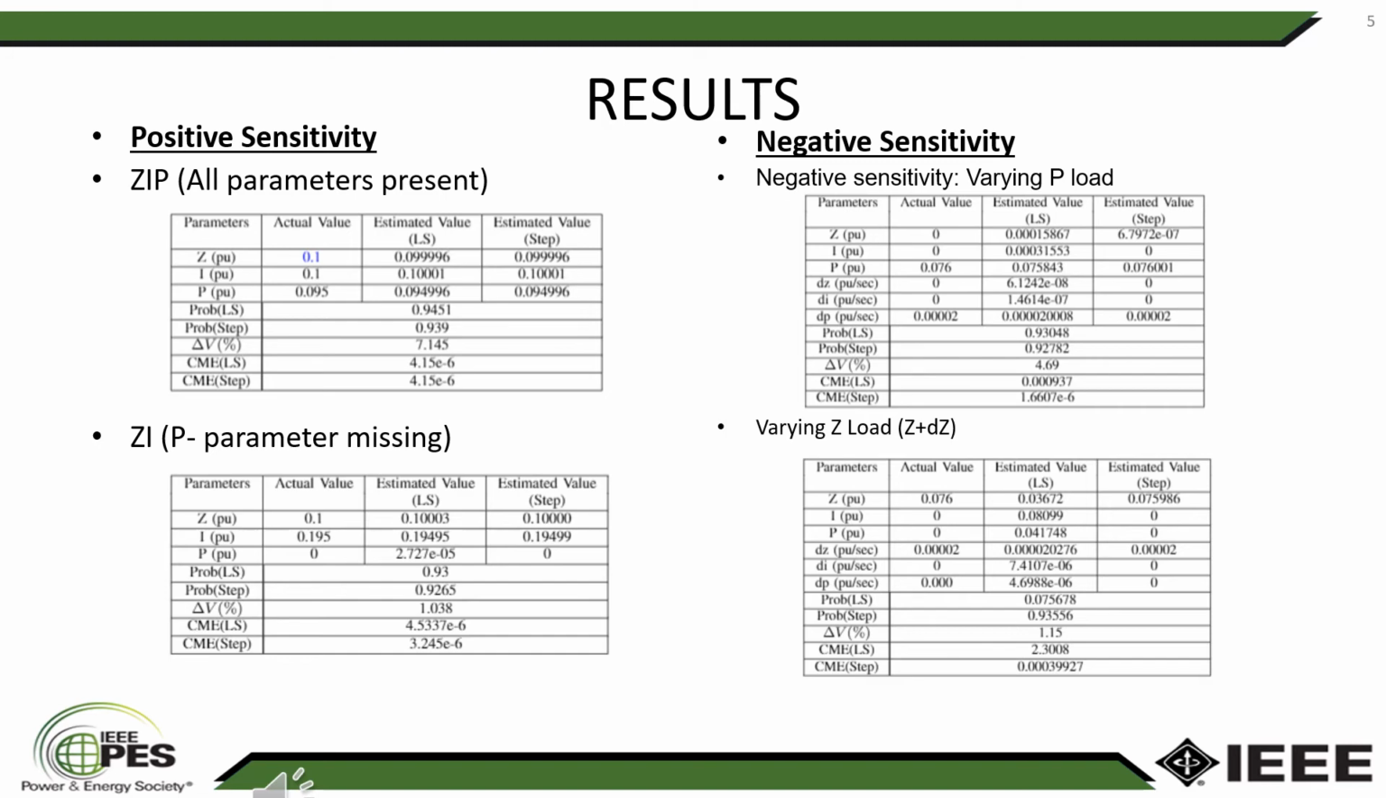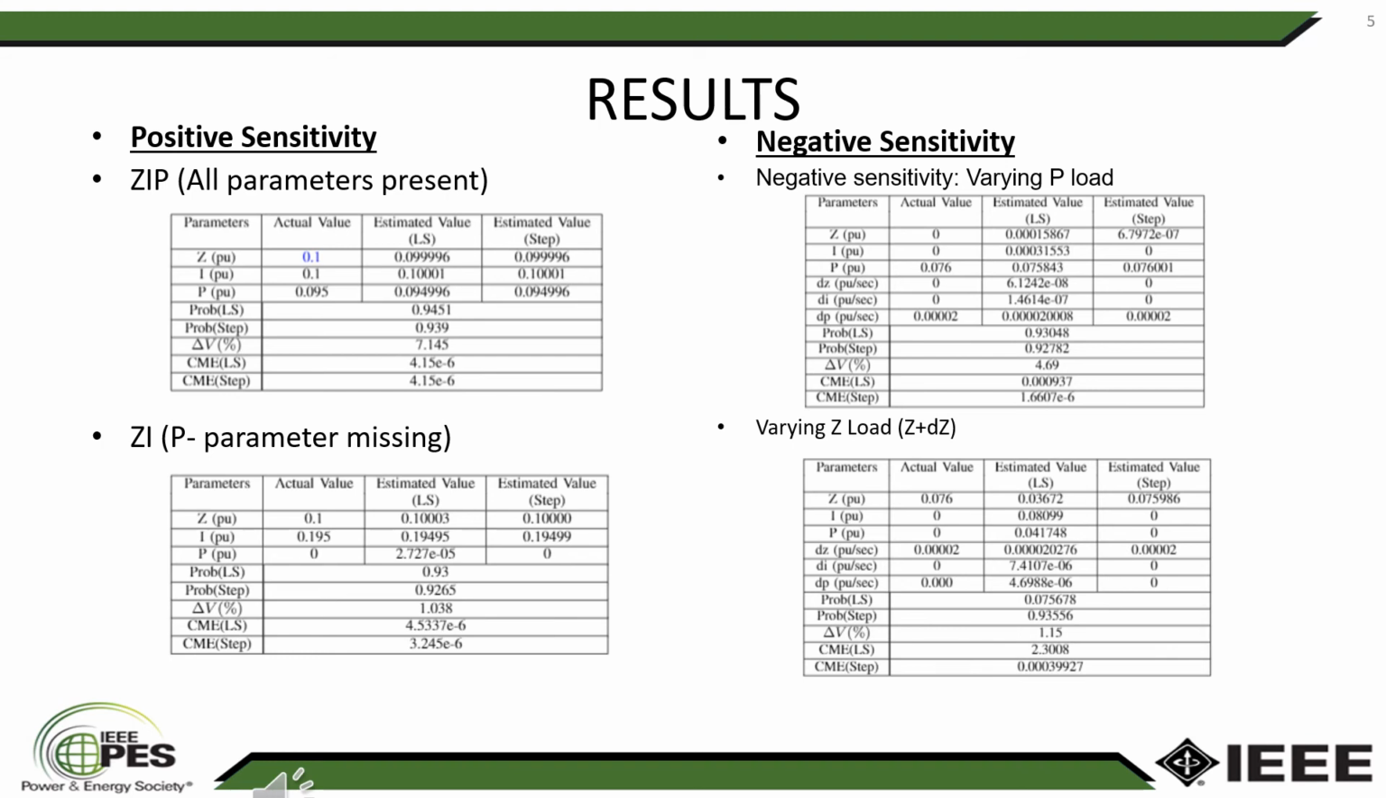For the second scenario, that is negative sensitivity, in the first reported case, we have the constant power part as the varying part, and in this case, we are estimating six parameters using stepwise regression and the least squares regression. And again, because there is enough voltage deviation available, we are able to estimate parameters quite accurately using both these methods, which is confirmed by the confidence factors as well.